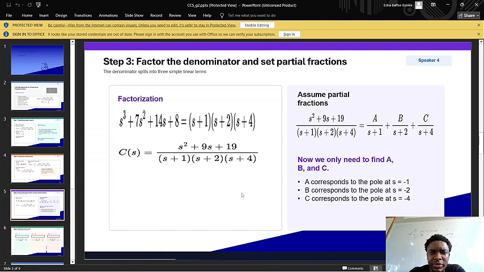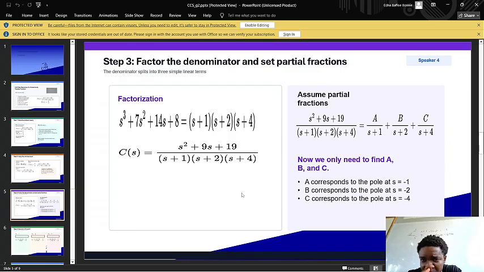So, next we use partial fractions. The next step is to factor the denominator. The cubic polynomial factors easily as S plus 1, S plus 2, and S plus 4. That lets us rewrite C of S as a sum of three simple fractions: A over S plus 1, B over S plus 2, and C over S plus 4, where A, B, and C are constants.